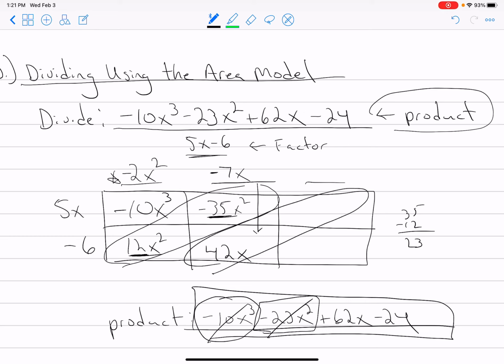Oh, man. What do I need 42x and this one to add up to? Hopefully, you're looking down here and you're saying 62x. Okay, so this needs to be a 20x. All right, 42 and 20 is going to be the 62x. And so now I see, okay, well, this must be a 4. And look at this. Negative 6 times 4 is going to tell me that this one is a negative 24.